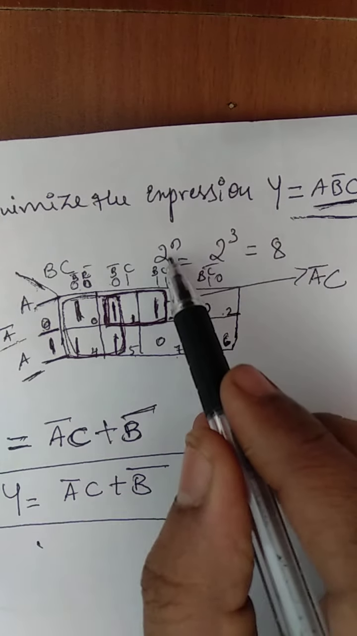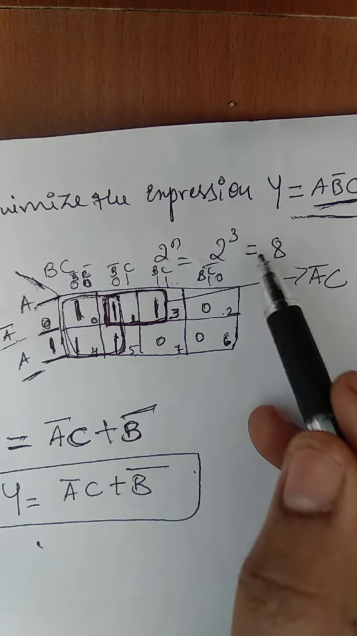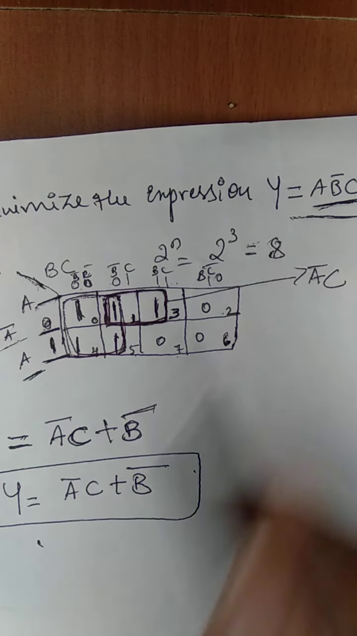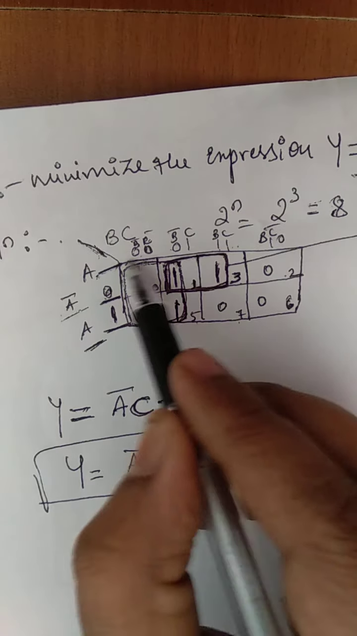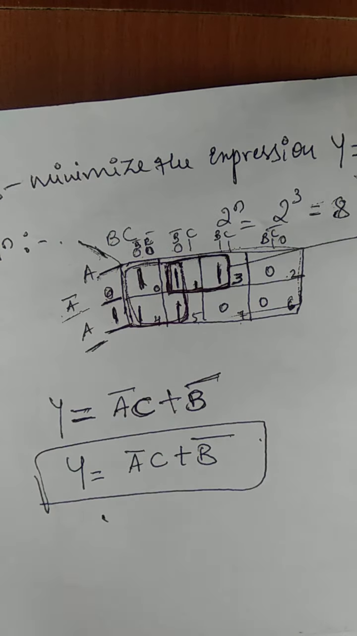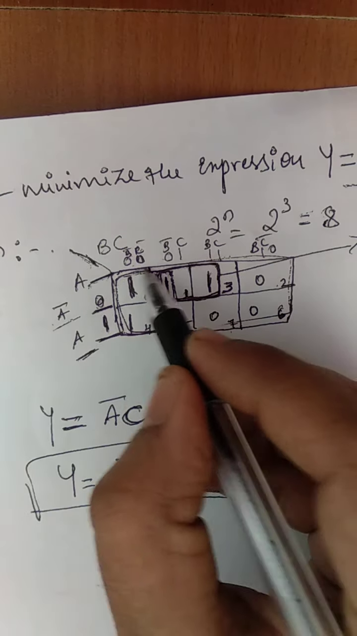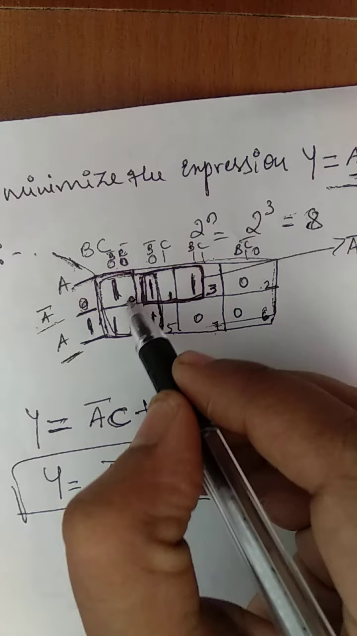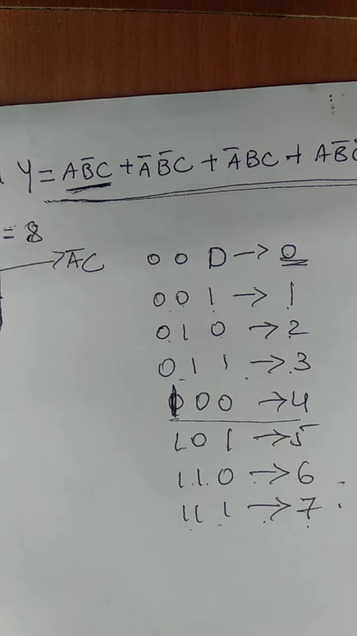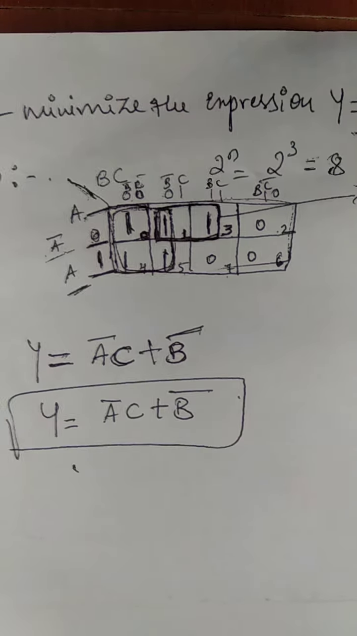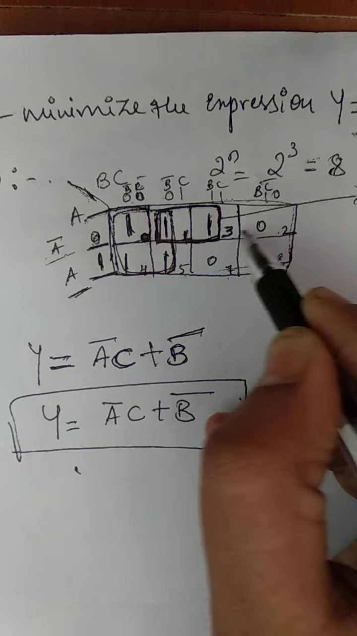For a 3 variable K-map, how many cells will come? It's 2 raised to n, so it is 2 raised to 3. So total 8 cells will come. So based on these 8 cells, we have to construct the K-map. So we have constructed 8 cells. So based on these cell values, so based on this variable, we have given the cell values. So these are the binary numbers. So based on these binary numbers, we have given the cell values, that is 0, 1, 3, 2.